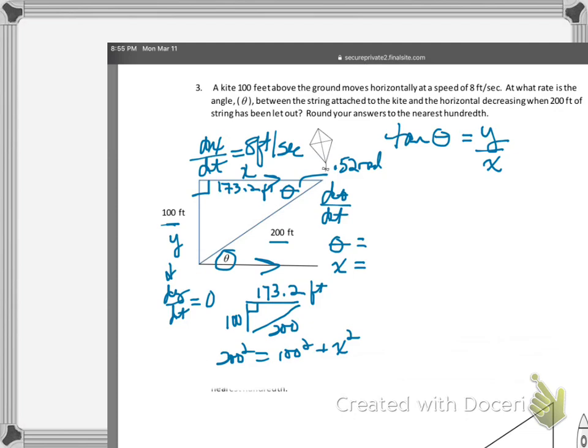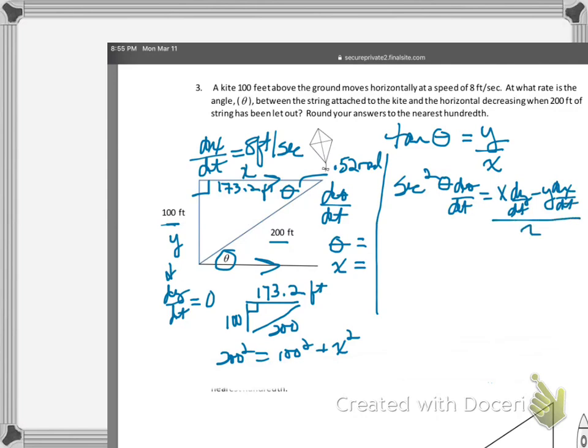So let's cut that out. Now we're going to go through the related rates problem so I can get what I need. Take your related rates equation, which means taking the derivative with respect to time of all of the variables. Doing that gets me secant squared theta d theta dt equals, quotient rule, low d high minus high d low over low squared. Just like we did last time, I'm going to change that secant to 1 over cosine.